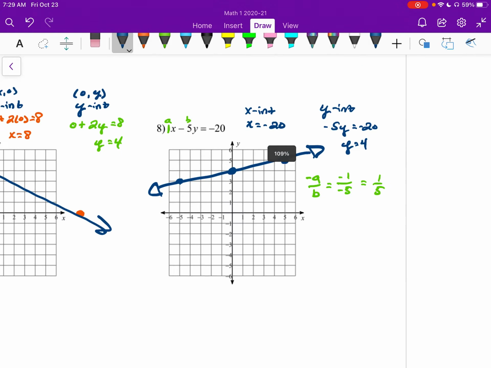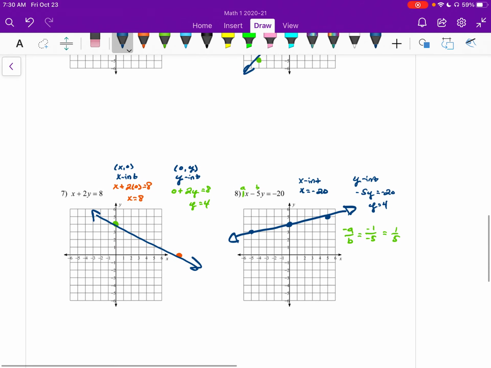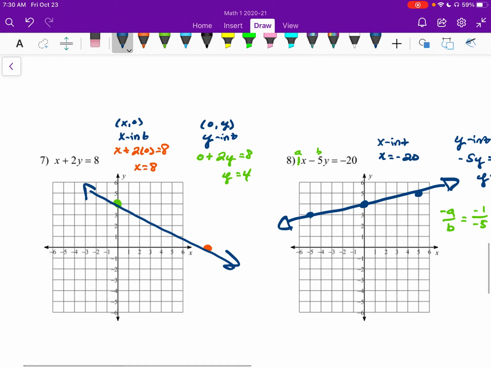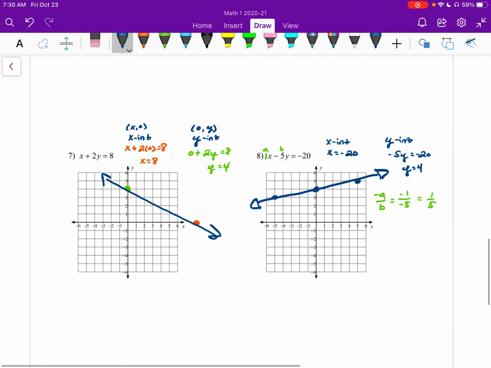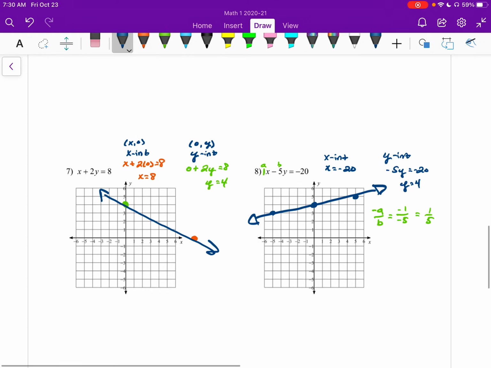So these are just more ways that we can graph lines. I think the intercepts way is useful, especially in a number like 7. Number 8 kind of went off the graph, but number 7 was a good example, where you can just cover up one of the variables and find the intercepts really quickly. So that's kind of useful. All right, that's all.